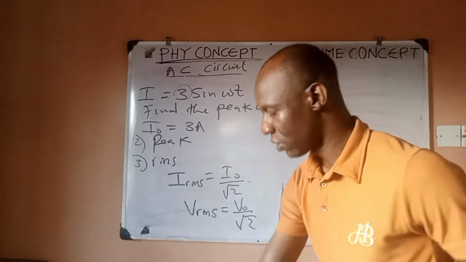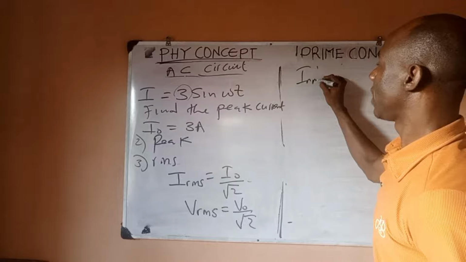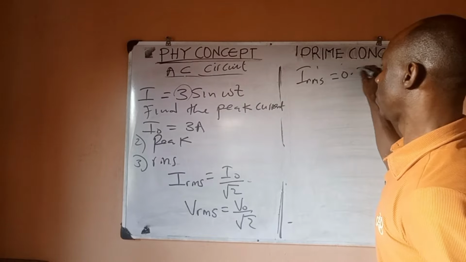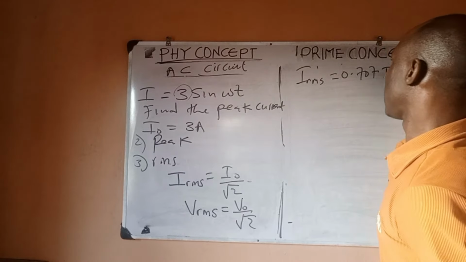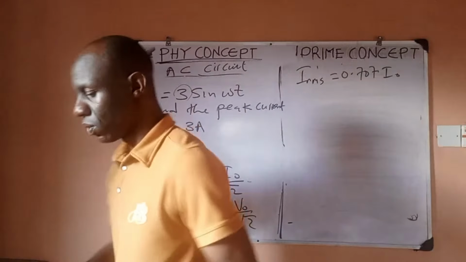And then, of course, even if you don't want to use this root 2, you can still say I RMS is equal to 0.707 I naught. Same thing for V RMS, right? So you can always find this.